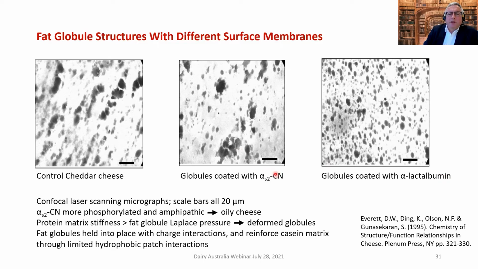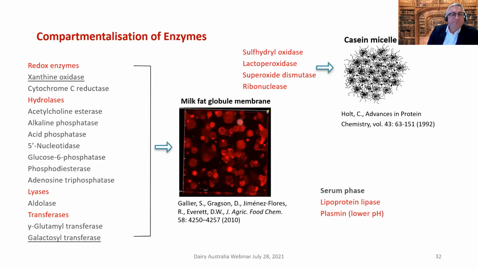And interestingly, when we coat it with this particular casein right here, it creates a very oily kind of cheese where the fat globules are easily ruptured. And we didn't taste the cheese, but it's just one way of manipulating the structure to create cheese.